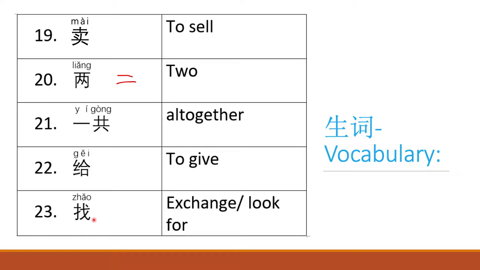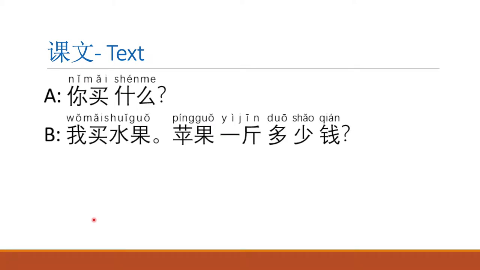And now we go for the conversation, the text. Right, this is the most important part in our lessons. How we are going to use all such vocabulary in real conversation. Right. Okay, the conversation between A and B. I ask, 你买什么? Okay. 你买什么? We reply, 我买水果.